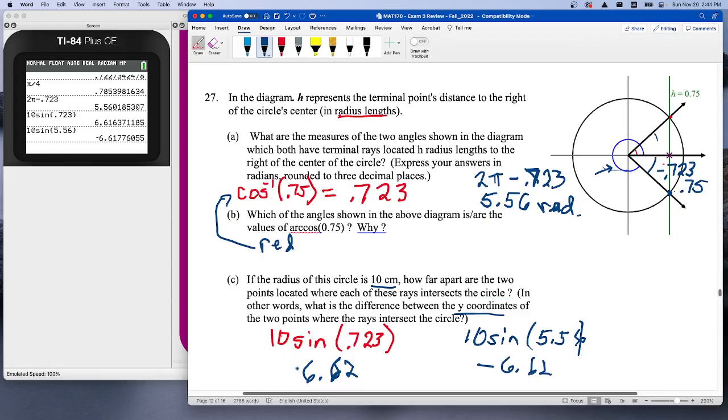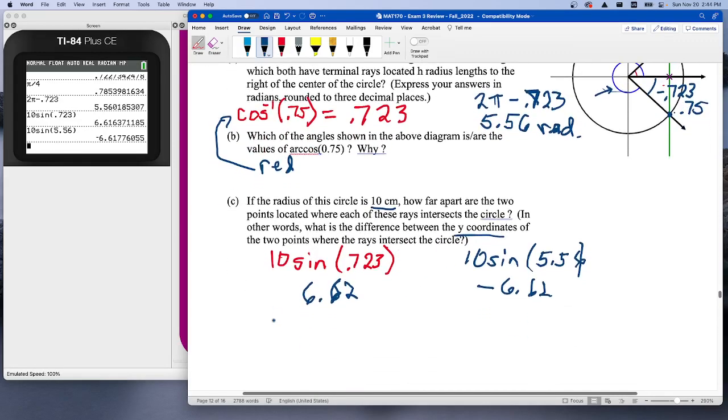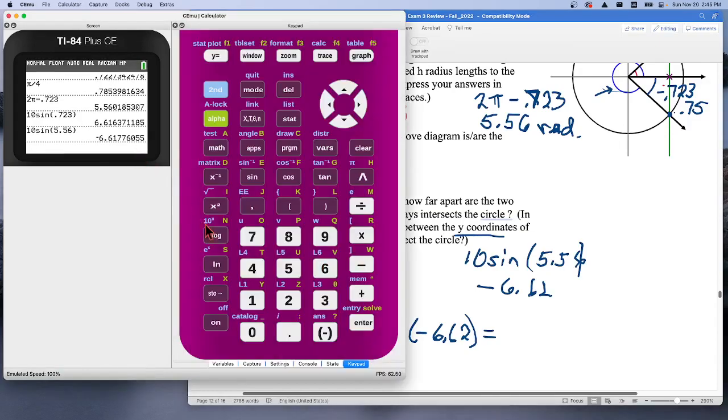And so what we do is subtract these two. The difference between them will give us our distance. So it's positive 6.62 minus negative 6.62. We're going to get 13 point something. So 6.62 minus a negative 6.62 is 13.24.